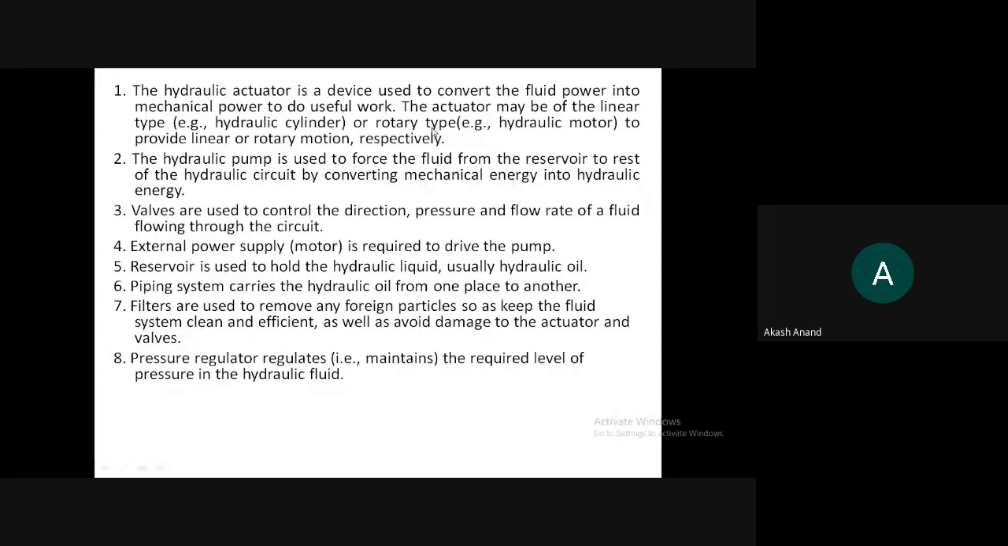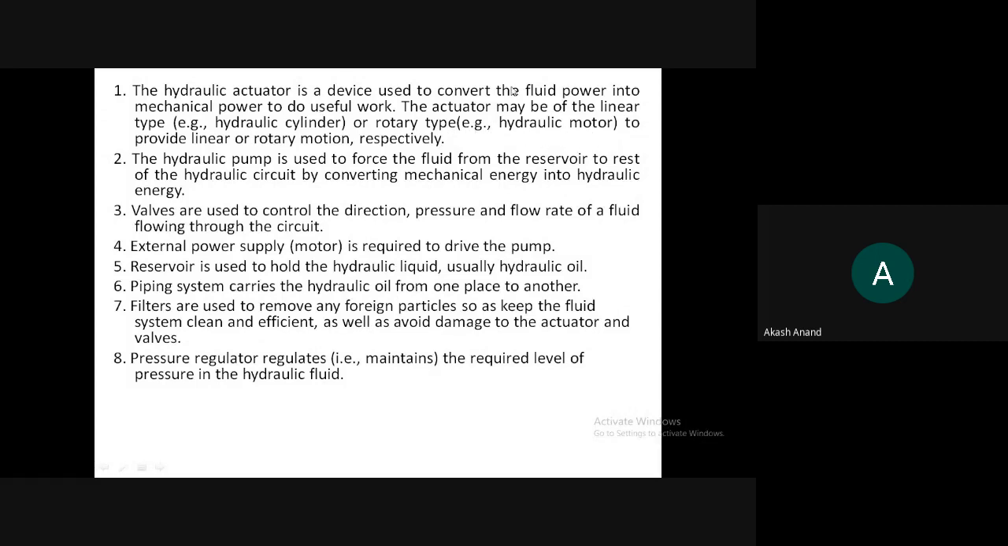Okay, and there is another type of actuator also, the rotary type actuator. It is called a hydraulic motor. Why is it called a hydraulic motor? Because the word hydraulic comes from the fluid system, and motor because it gives a rotary motion as output. So the rotary type hydraulic actuator is known as a hydraulic motor.